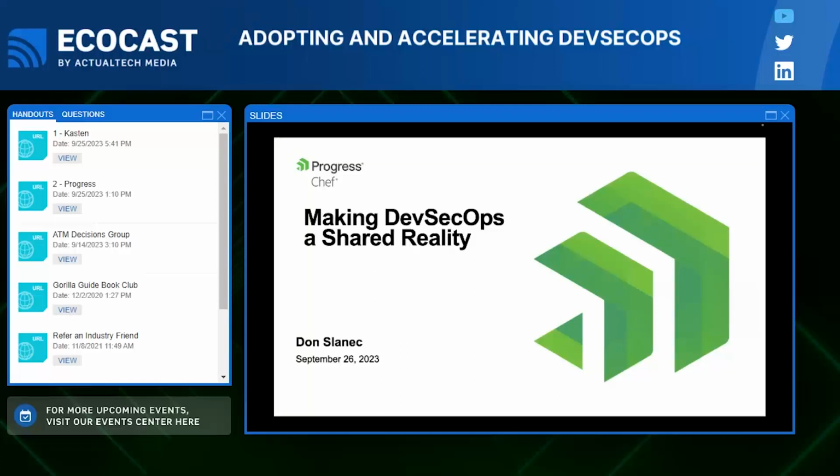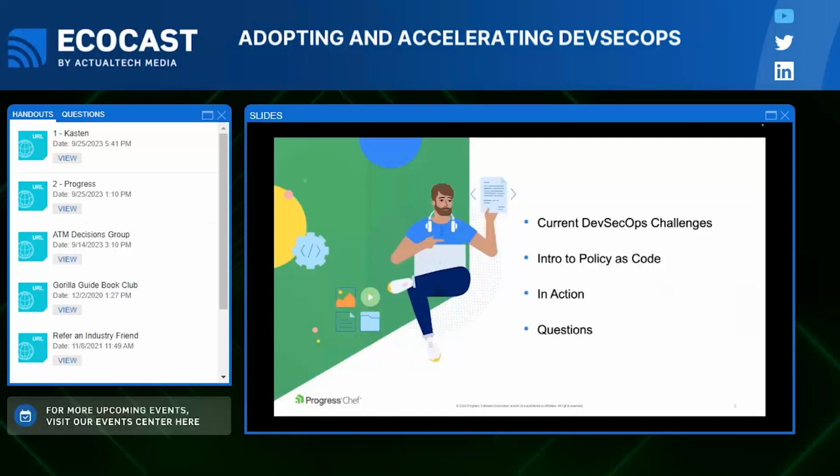And today I'm here to talk about making DevSecOps a shared reality. So we'll start with just a quick discussion of some of the challenges with DevSecOps and getting that going. And then we'll tackle one of the main methods that we see successful in achieving a DevSecOps practice, and that is policy as code. So we'll talk through that a bit. We'll take a look at what some of that looks like in action. And then we'll leave time at the end if you have any questions around what we talked about today, or Chef in general, or even DevSecOps in general.